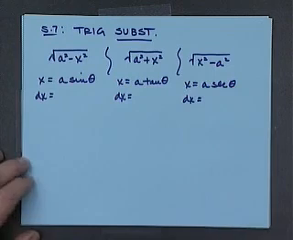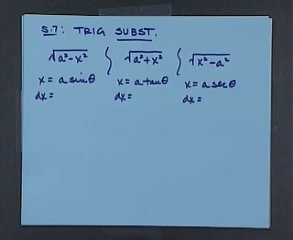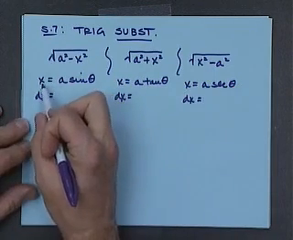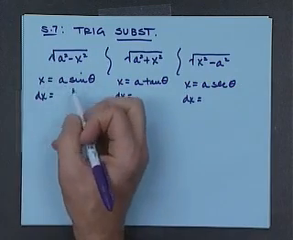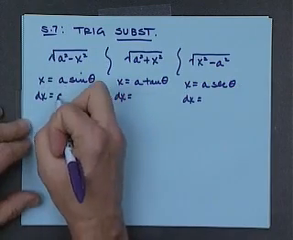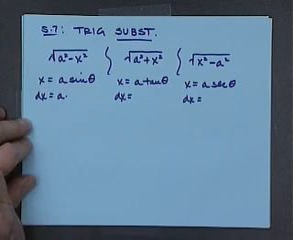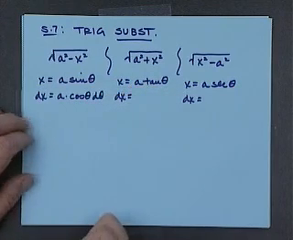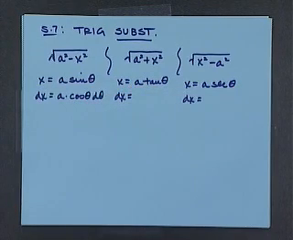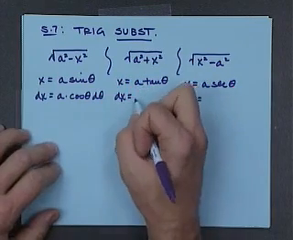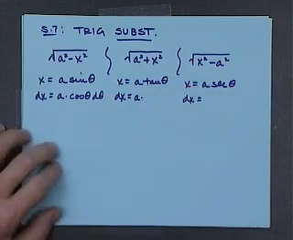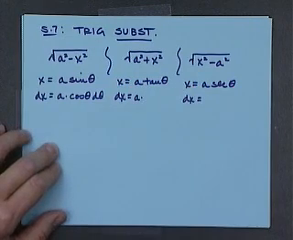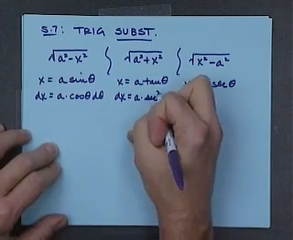Let's go ahead and do the dx's. If x is equal to a sine theta, a is a number, derivative of x is a, because a is the coefficient. Derivative of sine is cosine theta d theta. So we're changing it from an x dx problem to a theta d theta problem. Here again, a is a coefficient. Derivative of tangent is secant squared.